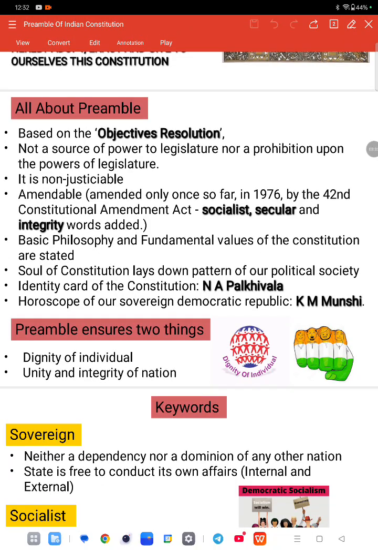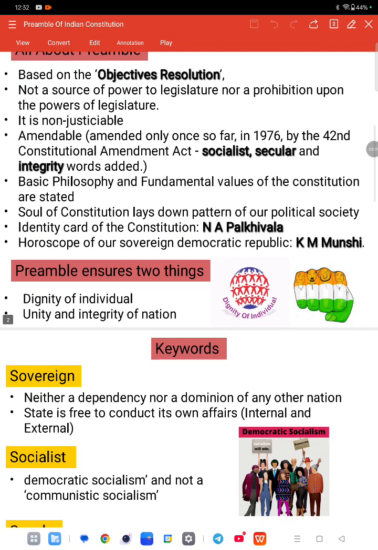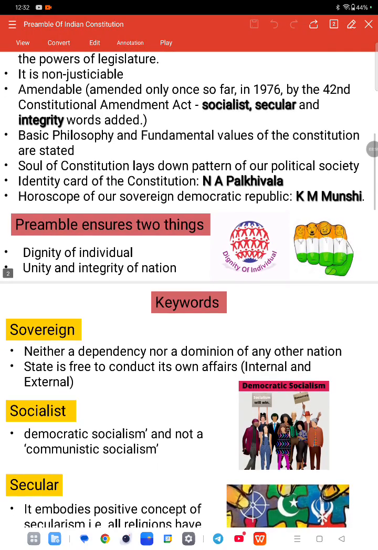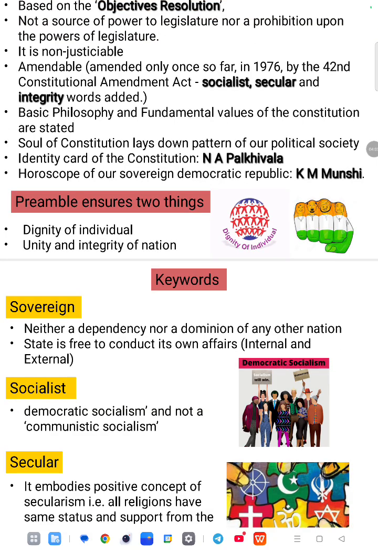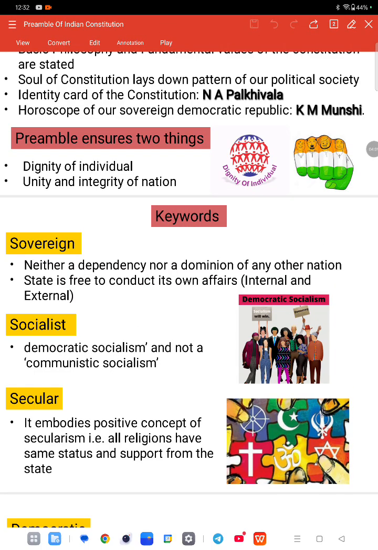So what is the preamble? Basically, it's an objective resolution. Based on the objective resolution, it is neither a source of power to the legislature, nor a prohibition upon the powers of the legislature. It is non-justiciable. So the first question is whether it is justiciable. It is non-justiciable. It is amendable, and it has been amended. We have inserted only three words in it, that is socialist, secular, and integrity. The basic philosophy and fundamental values of the Constitution are stated. It is the soul of the Constitution that lays down the pattern of our political society.